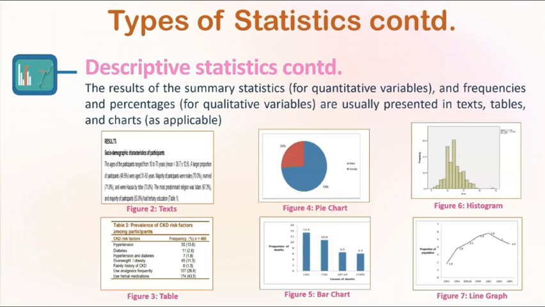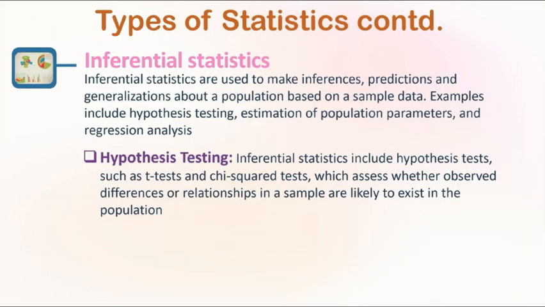In descriptive statistics, the results of the summary statistics for quantitative variables and frequencies and percentages for qualitative variables are usually presented in texts, tables, and charts, as shown in Figures 2 to 7. Inferential statistics are used to make inferences, predictions, and generalizations about a population based on sample data. Examples include hypothesis testing, estimation of population parameters, and regression analysis.